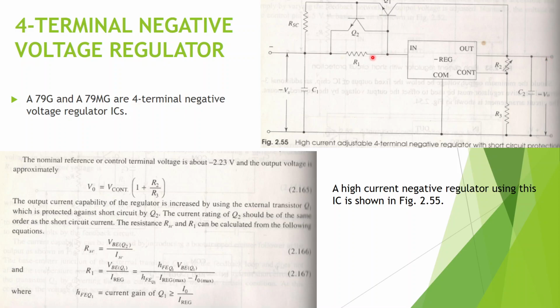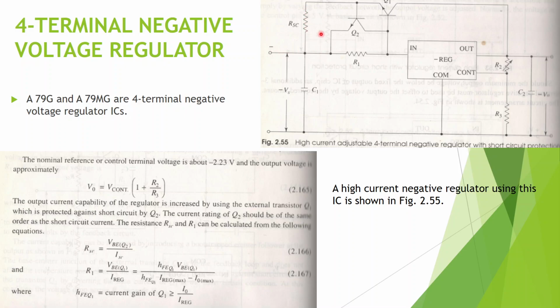In the case of a short circuit, you can see that the current across RSC will increase, and just as in the case of the positive regulator, here also when this voltage drop becomes more than the VBE of this transistor Q2, it will start conducting and drive away the base current of Q1, thus protecting Q1 in the case of a short circuit. Now how do you calculate the value of RSC and R1?